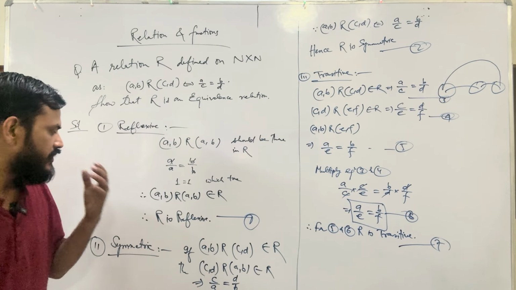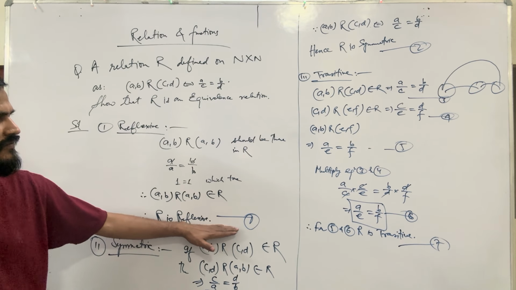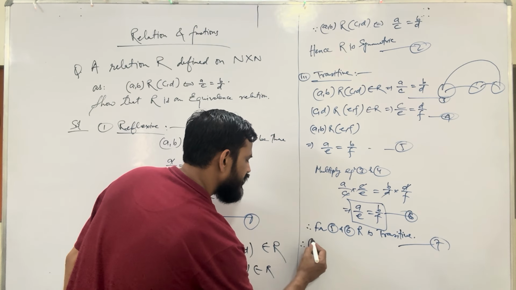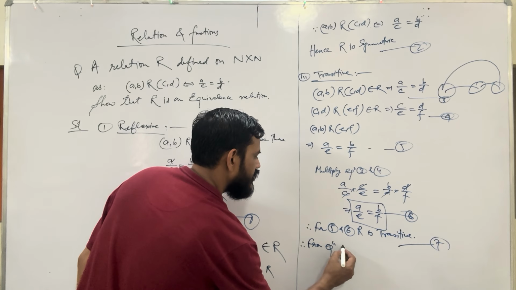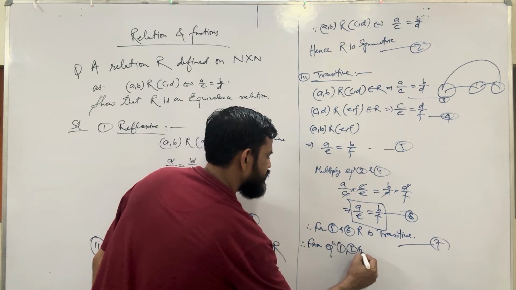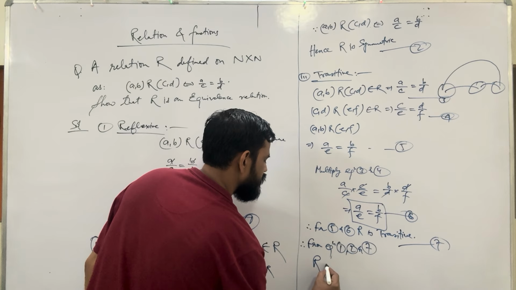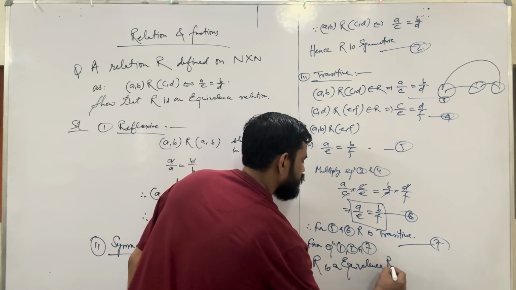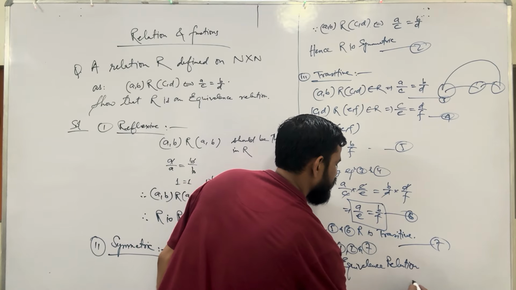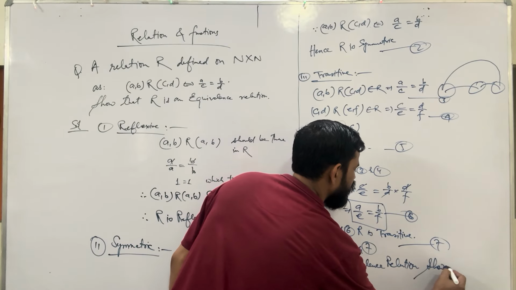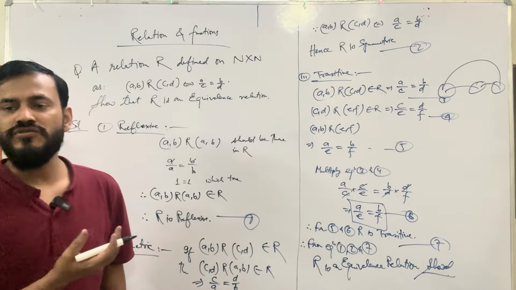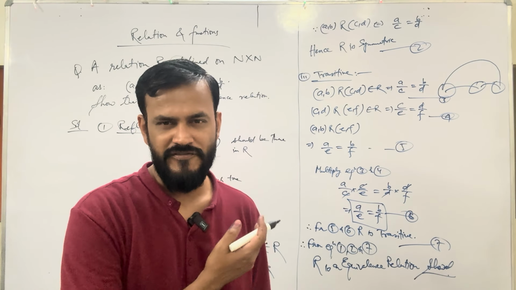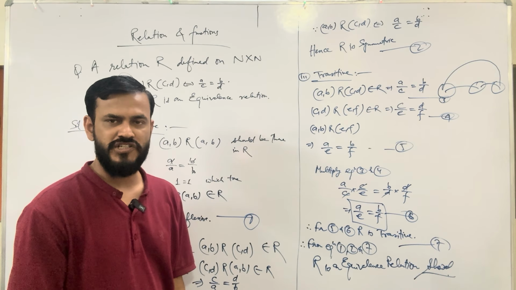So what did we prove? We proved that R is reflexive, R is symmetric, and R is also transitive. Therefore, from equations 1, 2 and 7, we can say R is an equivalence relation. And then you need to write "showed", because the question asks you to show it, right? So that's how you solve such problems. It is highly likely that this type of problem will turn up.